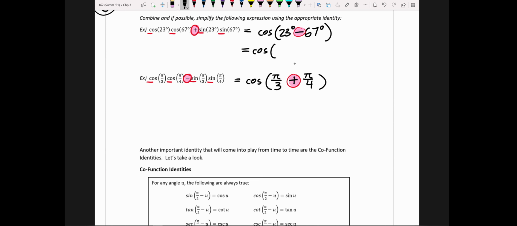Okay. 23 minus 67 is negative 44. If you have a negative inside, we can simplify. And because cosine is an even function, we can drop the negative sign inside. So cosine of negative 44 degrees is equivalent to cosine of 44 degrees. Let me move that up. Cosine of negative 44 degrees is equivalent to cosine of 44 degrees.